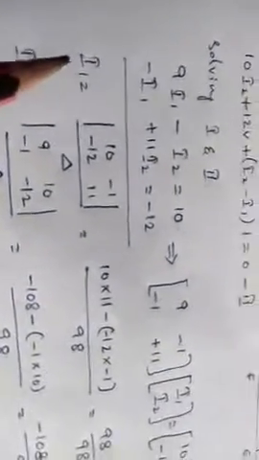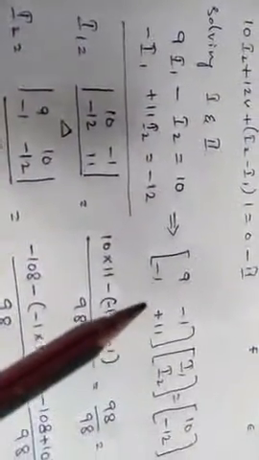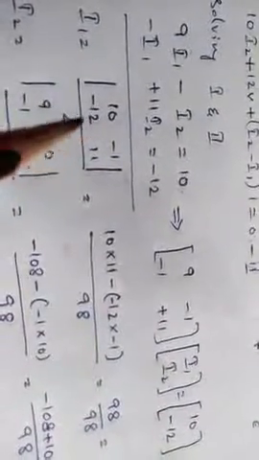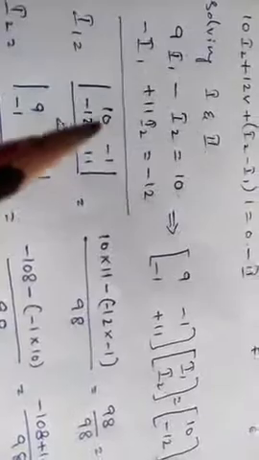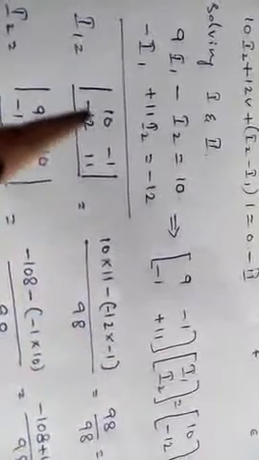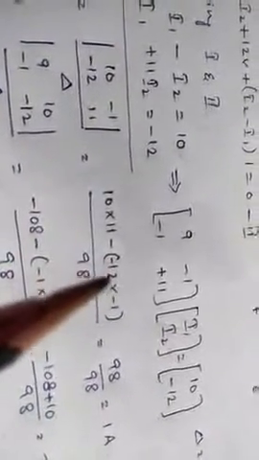To find I1, the first column should be replaced by the resultant. That's what we have written. The second column should be as it is in the determinant. When we simplify, 10 into 11 and minus 12 into 1. When you simplify this, 110 minus 12, 98. 98 by 98, 1 ampere.